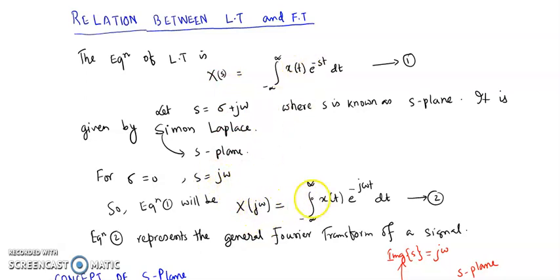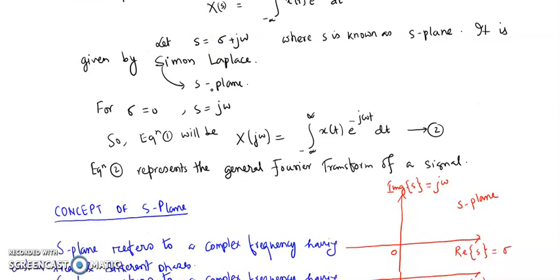So X(jω) is equal to the integral from minus infinity to infinity of x(t), where we can replace s with jω, e^(-jωt) dt. So this equation number 2 is a standard equation for the Fourier transform of signal x(t). That is why we can say that if sigma is equal to 0, then we get the Fourier transform of the signal x(t), and if sigma is not equal to 0, then we are getting the Laplace transform. So this is the interrelation between these two transforms.